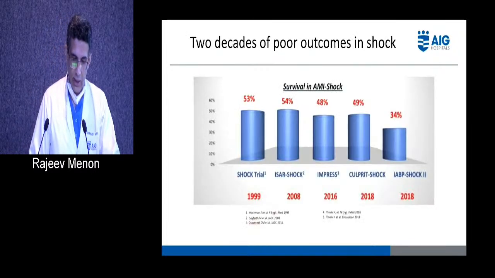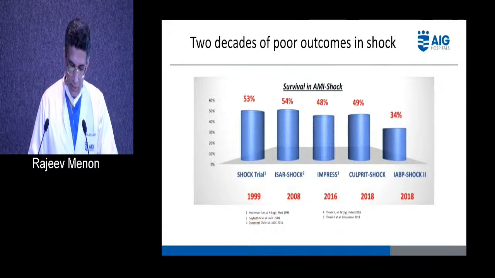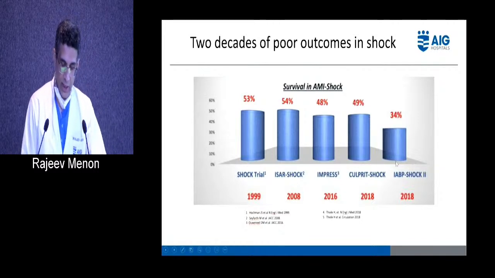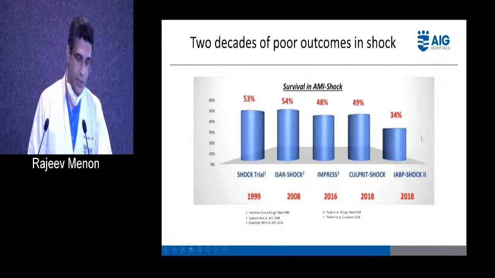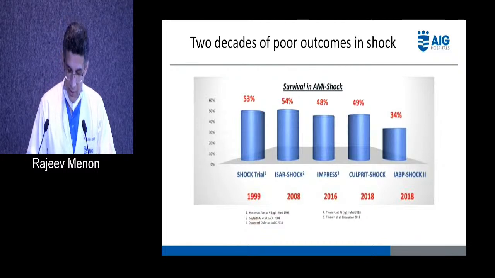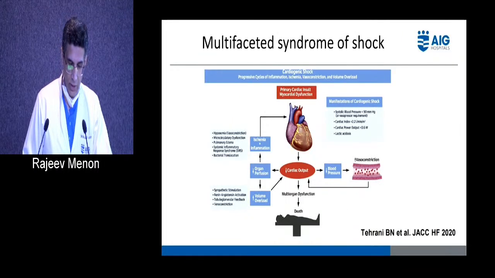What have we achieved till now? If you look at the 2 decades of studies which have been done in shock, it's surprising to note that the mortality has remained quite high even now. So though the IABP-SHOCK II trial has a mortality of around 34%, many other studies still hover around 40%. So from around 50%, we have achieved around a 10% reduction to around 40% in the past 2 decades.